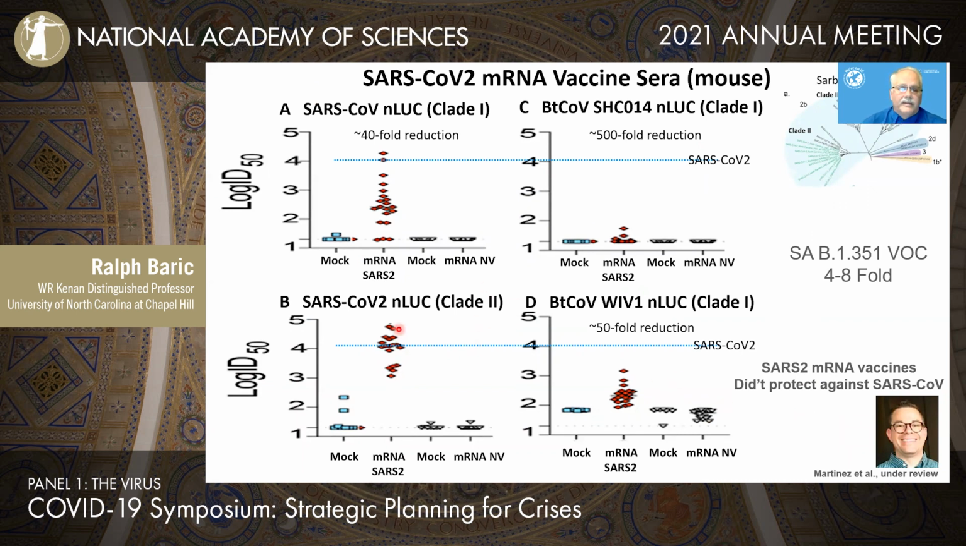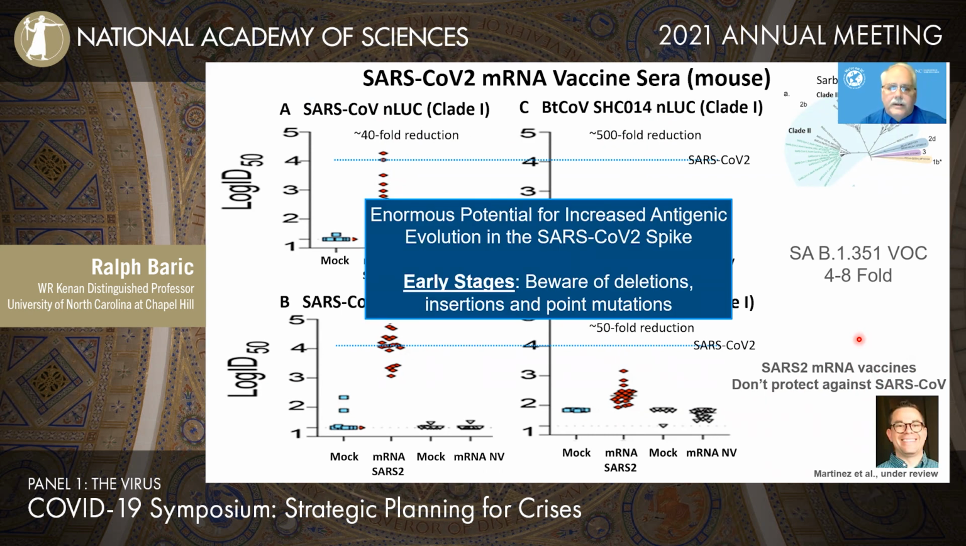He vaccinated mice with the SARS-2 mRNA spike vaccine, which gave neutralization titers of around 1 to 10,000. And then he tried to neutralize clade 1 SARS coronavirus, SHC014 and WIV1 viruses, noting a 40-fold reduction in neutralization, 50-fold reduction in neutralization, or 300 to 500-fold reduction in neutralization with these strains that are more distant. And in fact, the SARS-2 mRNA vaccines actually don't protect against SARS coronavirus challenge.